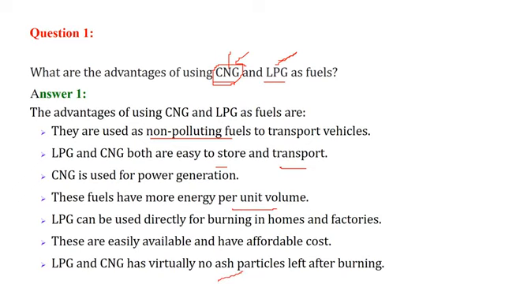and LPG can be used directly for burning in homes and factories, that is, for heating purposes. They are easily available and the cost is also quite affordable. LPG and CNG virtually don't create any ash after burning, and this is very important.